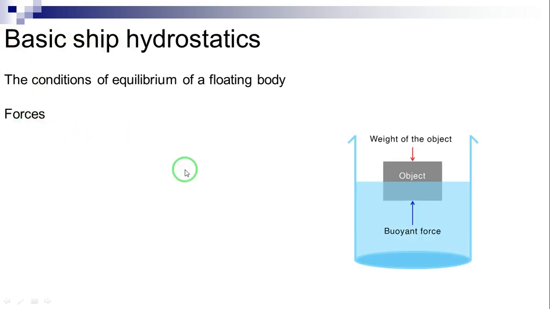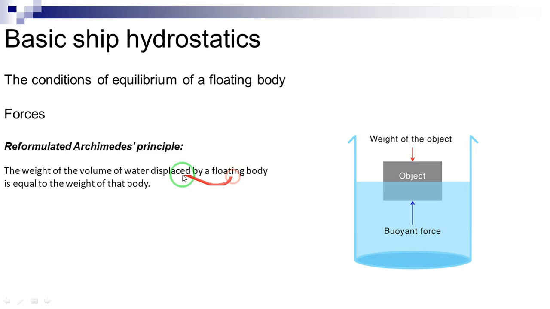Forces. Let us assume that a body floats freely, then the weight of that body and the hydrostatic forces acting on it are in equilibrium. Archimedes' principle can be reformulated as here. The weight of the volume of water displaced by a floating body is equal to the weight of that body. The weight of the fluid displaced by a floating body is appropriately called displacement. We denote the displacement by the uppercase Greek letter delta, as we can see here.